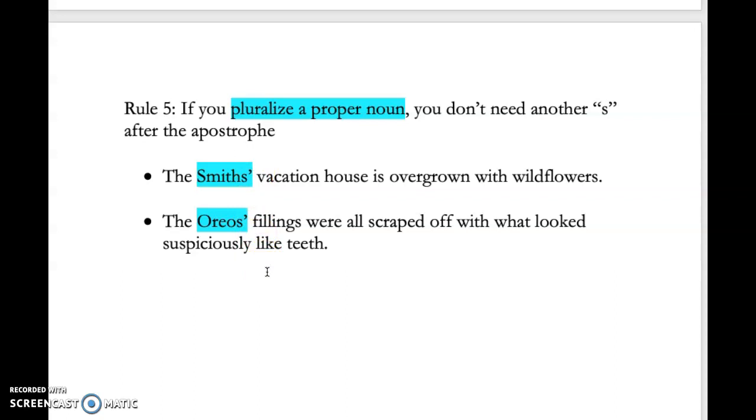Oreos. You could have 1 Oreo, you could have 1,000 Oreos, but if you want to use an apostrophe to show possession, in this case the fillings belong to the Oreos, you would just do the apostrophe after the S. The Oreos' fillings were all scraped off with what looks suspiciously like teeth. So remember, this only applies to a proper noun, which is the name of someone or something.